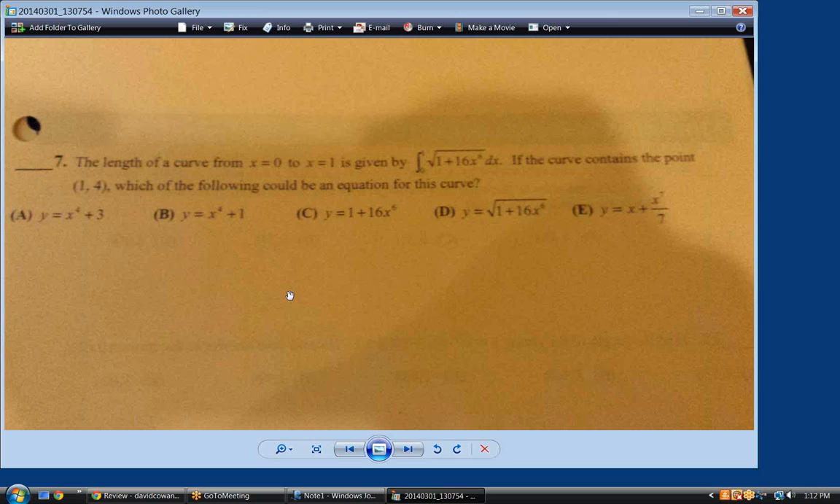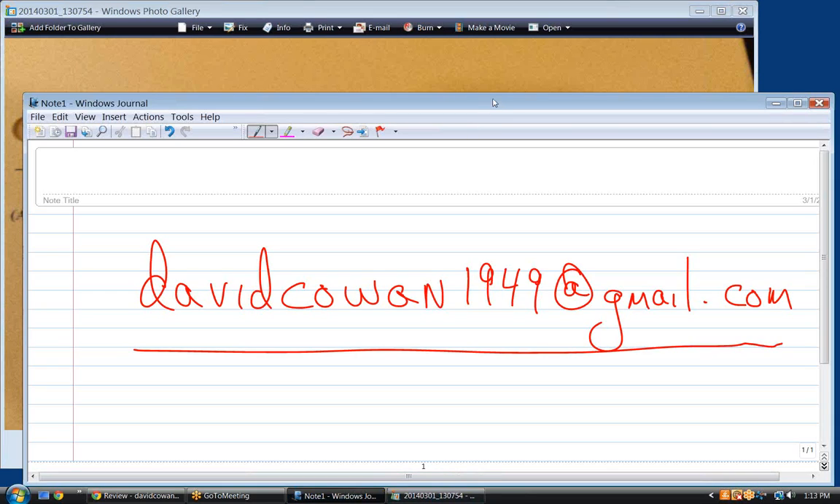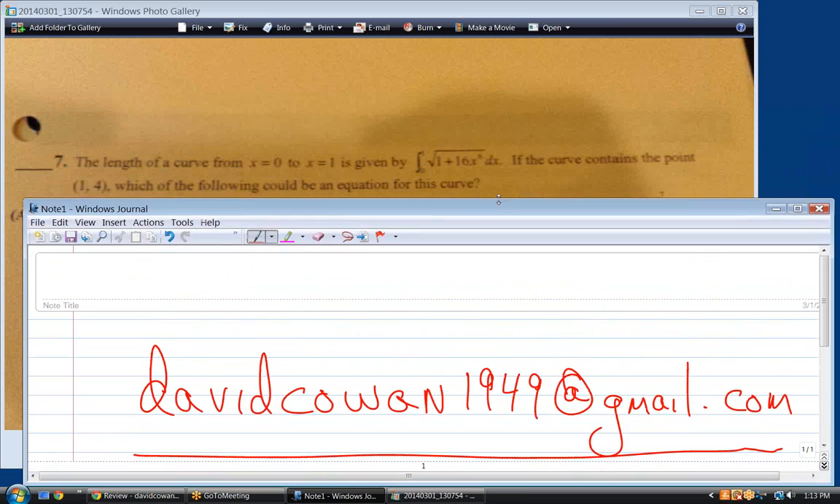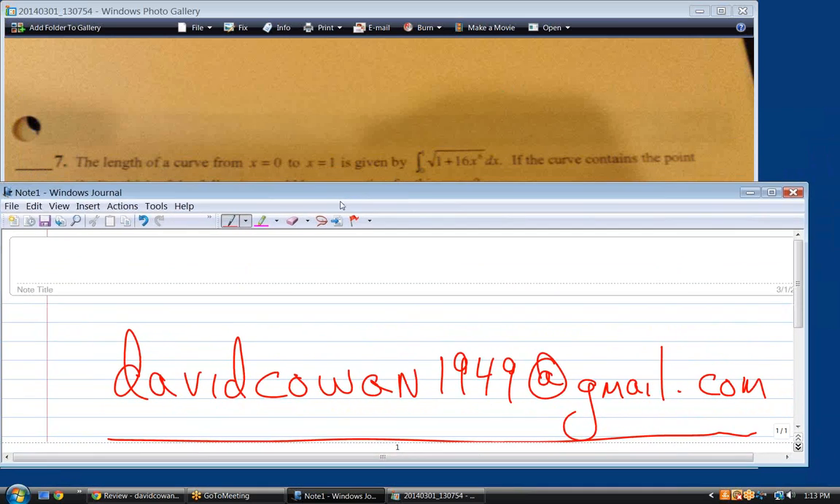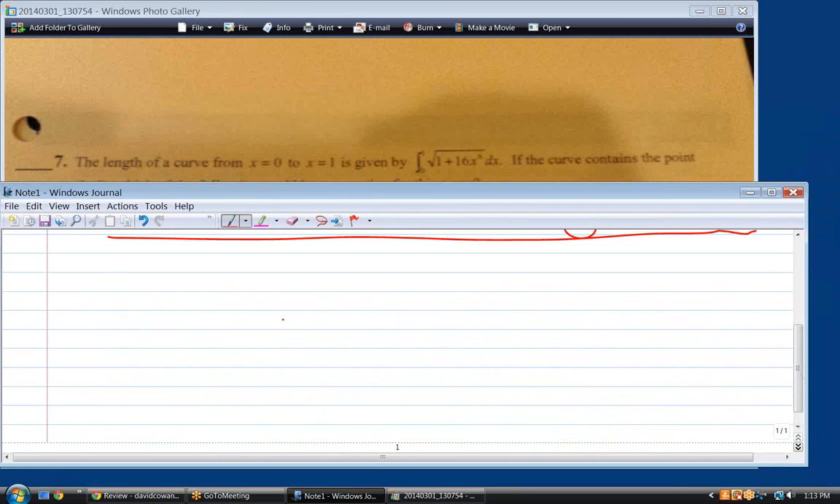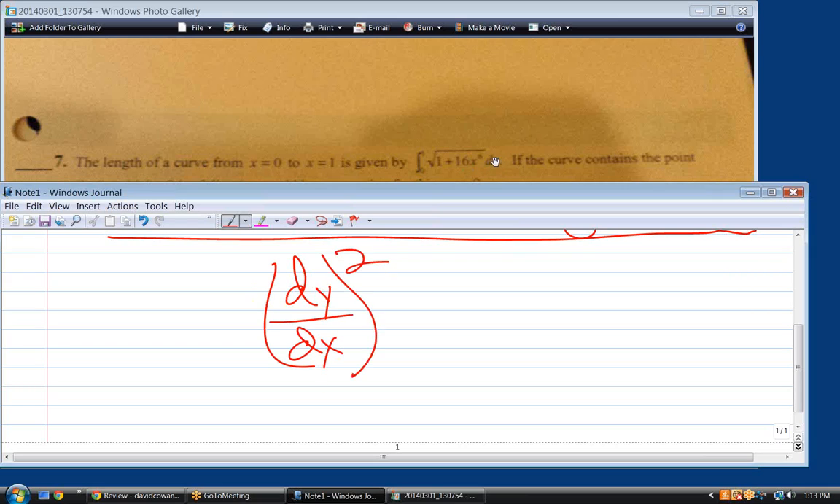Okay. What are we going to do here? It looks like we just need to figure out the equation. Well, what do we know? We know that the 16x to the 6th is what? That's the curve itself. Isn't that dy dx squared? That's the slope. That's dy dx squared, and we know it's dy dx because of that dx right there. That always has to match the denominator.